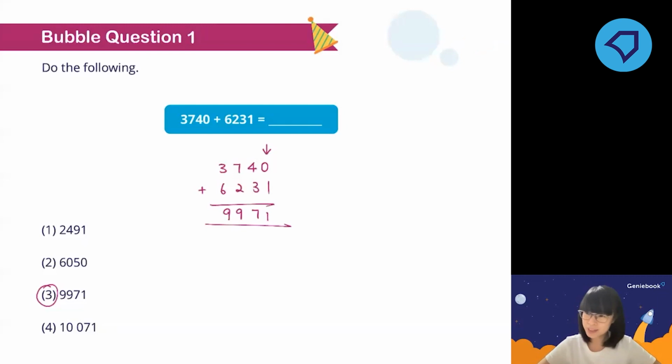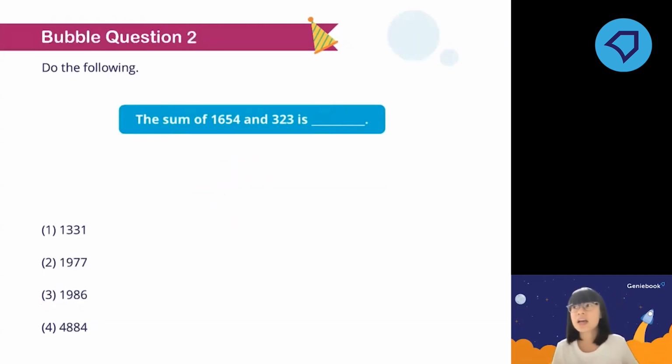All right, are you ready for bubble question number 2? So let's take a look over here. The question is asking you to find the sum of 1,654 and 323. So sum, what does sum mean? Does it mean addition? Does it mean subtraction? Yes, it is your addition. So can you please do your calculation on your piece of paper? You have 30 seconds to key in the answer. Please do your calculations very, very quickly.